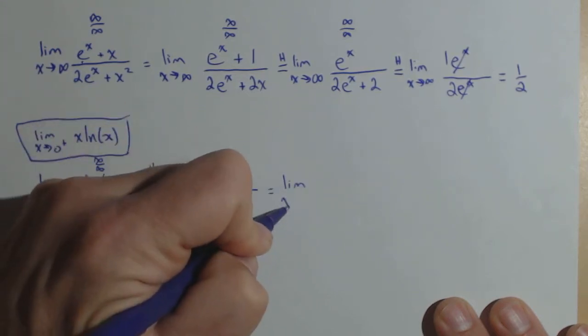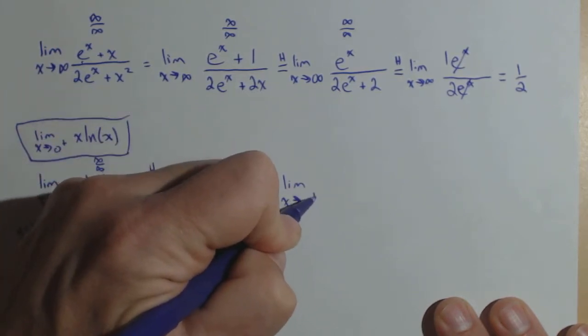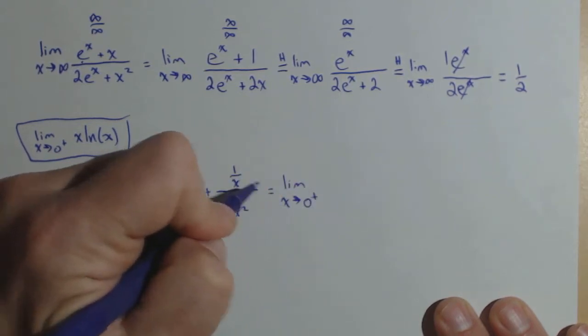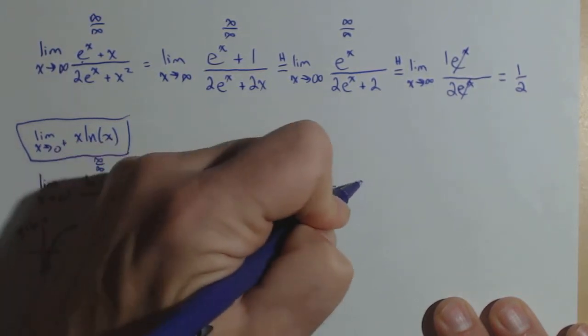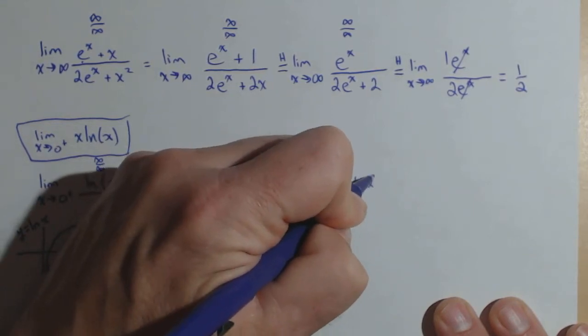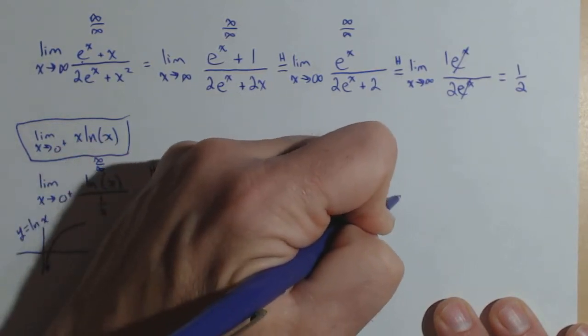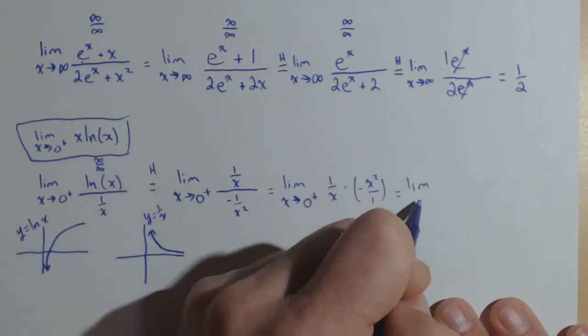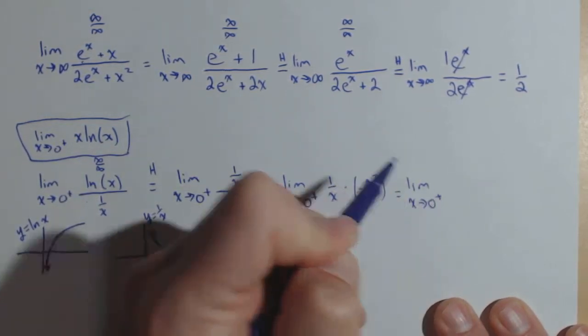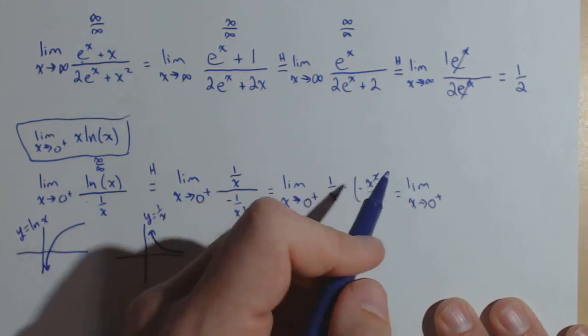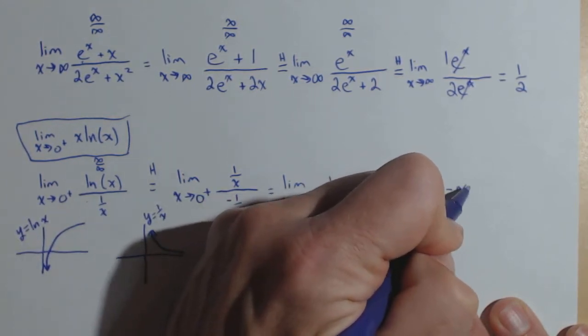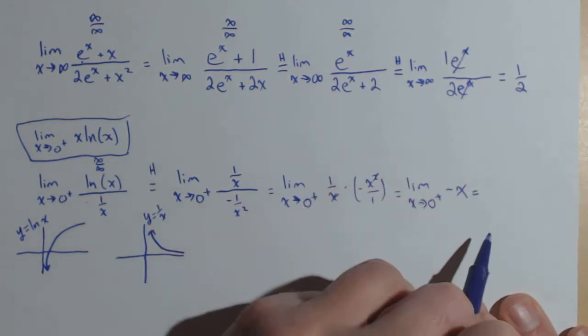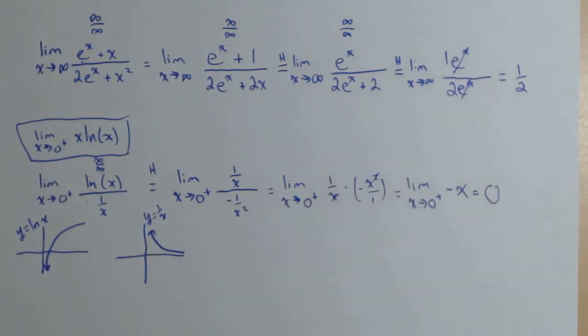Now before we do anything else, before we try L'Hopital's again, let's simplify. So we can flip and multiply, and we have 1 over x times negative x squared over 1, which will simplify a little bit further. Limit as x goes to 0 from the right. We can cancel out one of those x's, and we get just negative x. Now we can solve via direct substitution, and this limit comes out to be 0. So always simplify before you reapply L'Hopital's rule, because what you have may be easy enough to solve already.